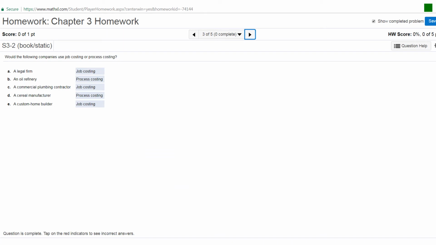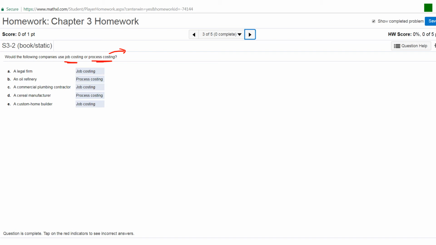This is chapter 3, homework problem number 3. The question says, would the following companies use either job costing or process costing? So remember, job costing is for unique types of goods, unique types of jobs, custom-made types of jobs. Process costing would be for mass producing homogeneous types of items, and you'd be using more of an averaging type of technique. So think of process companies like potato chips or the soda beverages that you might buy at a supermarket.